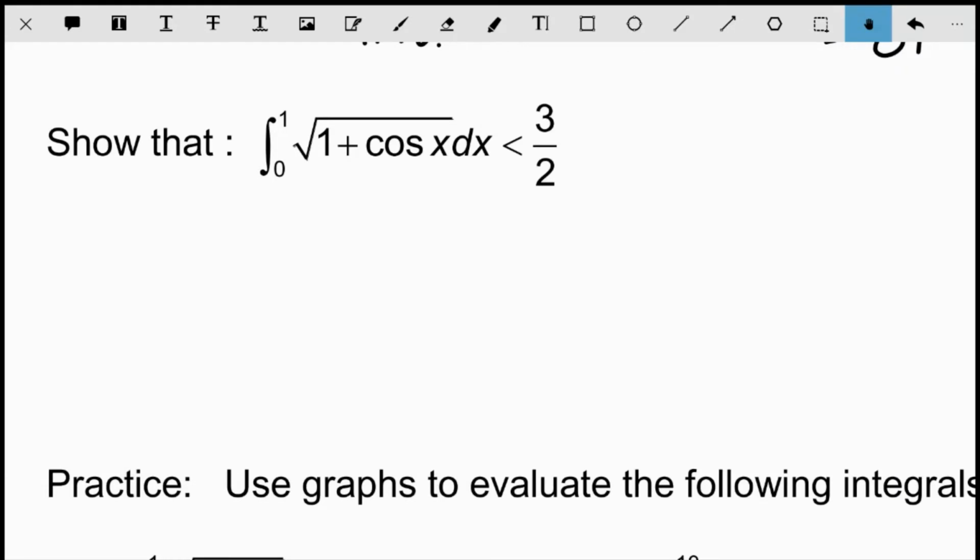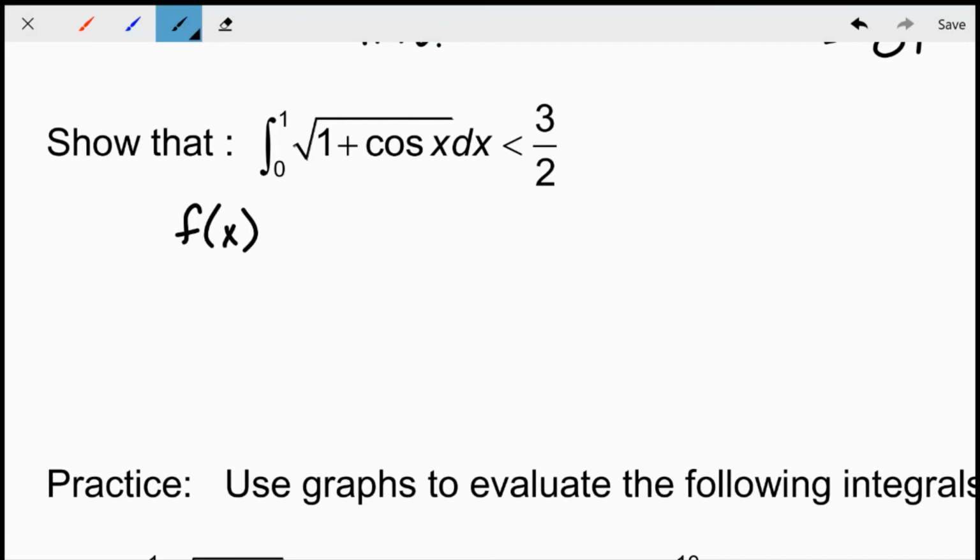This is a good example of how we would use this property, because that's an integral that even when we talk about our more advanced integration techniques, we would have a very difficult time, if not an impossible time, trying to solve. So we have to think, okay, we can't necessarily solve this integral, but what can we do instead? Let's think about what function we're dealing with. Our function is the square root of 1 plus cosine x, on the interval 0 to 1.